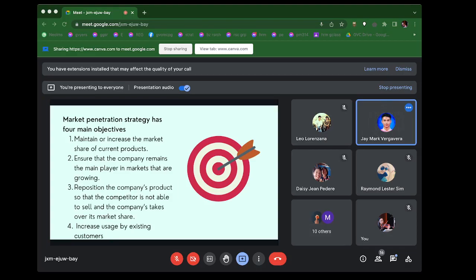in the markets that have become more mature and are not growing anymore, the company repositions its product so that the competitor is not able to take over its market share. This is not easy as it requires an aggressive marketing strategy to make the market unattractive for competitors. And fourth is the increased usage by existing customers. For example, by introducing promotional and loyalty schemes.